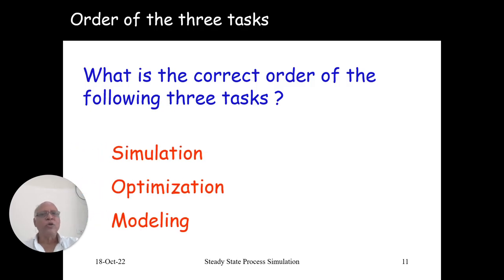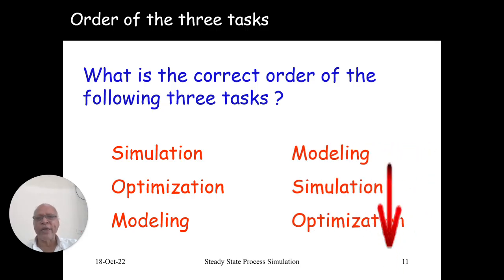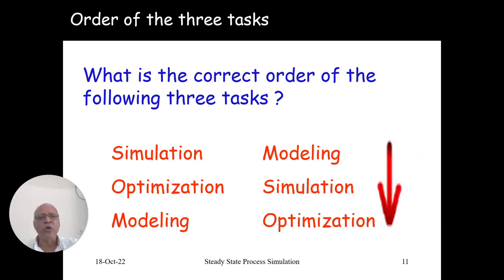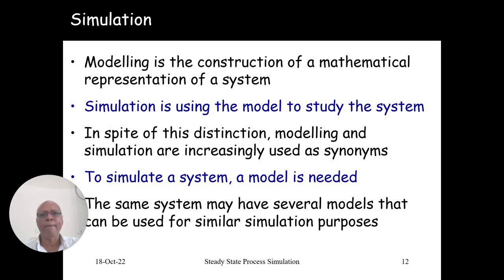Now, with this background, can you put some of these tasks in a particular order? What comes first, what comes later, and what is the end? Based on the discussion, you can identify that in order to simulate, you need to have a mathematical model. Why do you simulate? Probably one of the purposes is to optimize, though this may not be the only possibility. So modeling can be considered as a prerequisite to process simulation. And one of the purposes for simulation could be optimization.